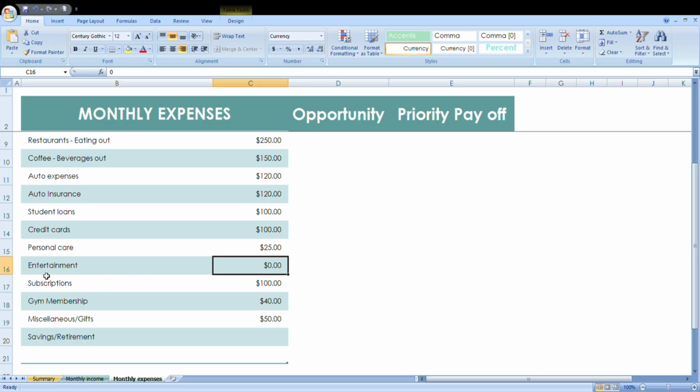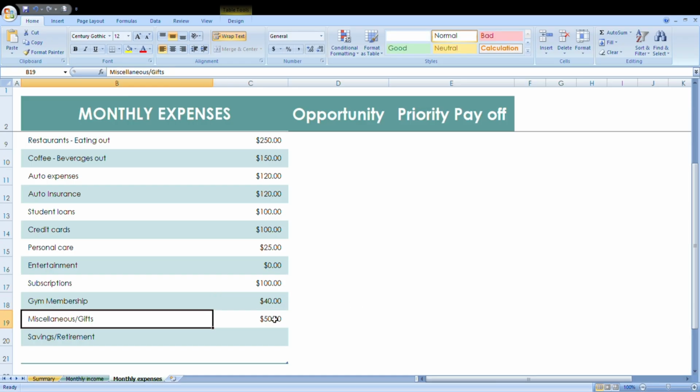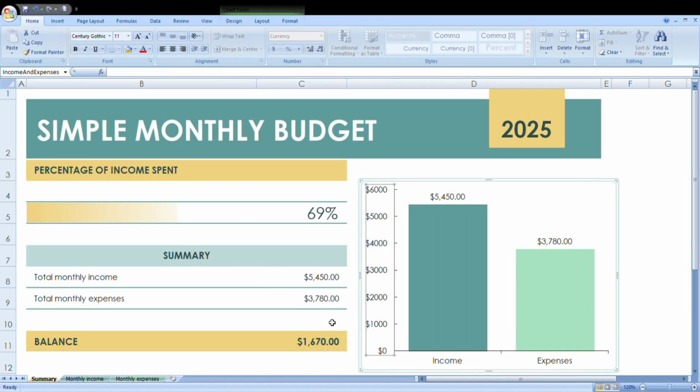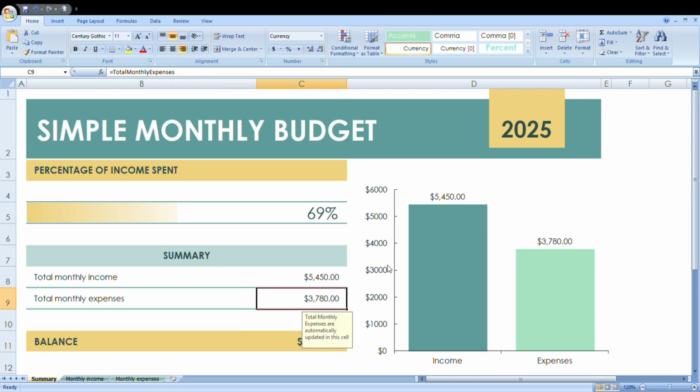So subscriptions are $100. I'm not sure how much these things cost because I don't have any of these things, but a lot of people do subscribe to streaming services. So this particular person had $100 in subscriptions per month, gym membership, and miscellaneous gifts. So all of these things combined, the monthly expenses right now as it sits, total $3,780. So it's lower than your income.